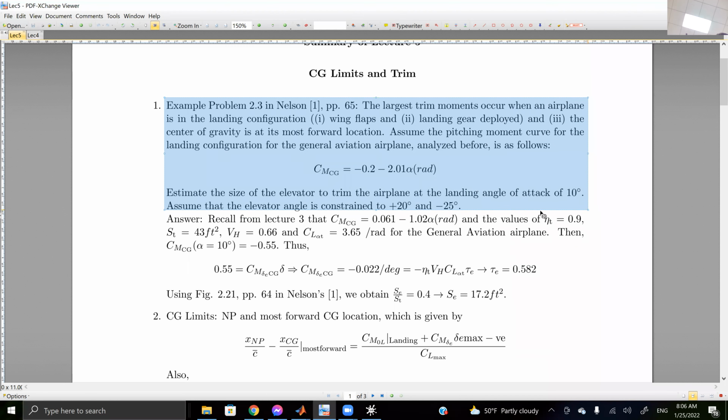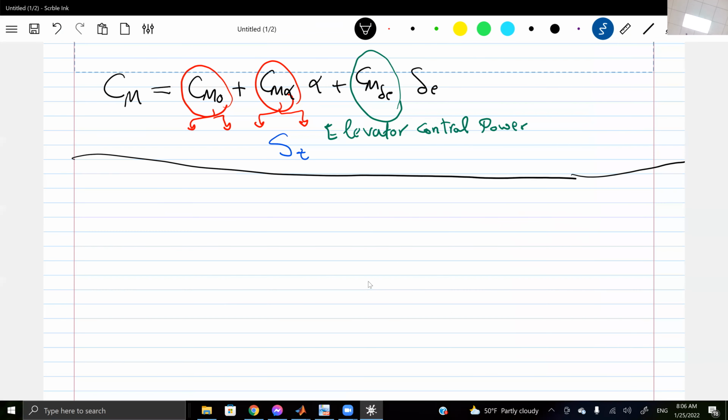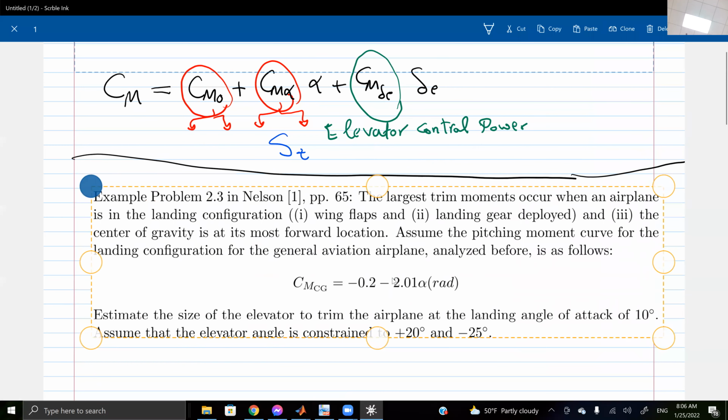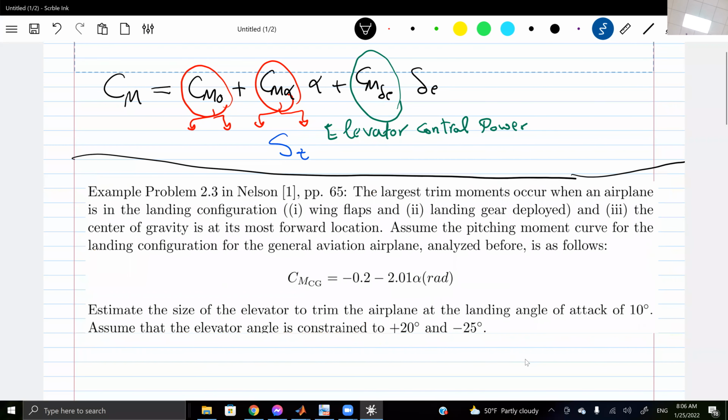It's a very interesting problem. It talks about landing. Let's read it together. It says that the largest trim moments occur when an airplane is in the landing configuration. So let's see, why is that?